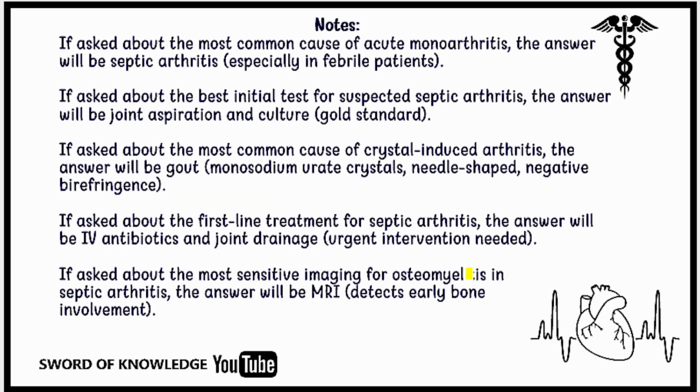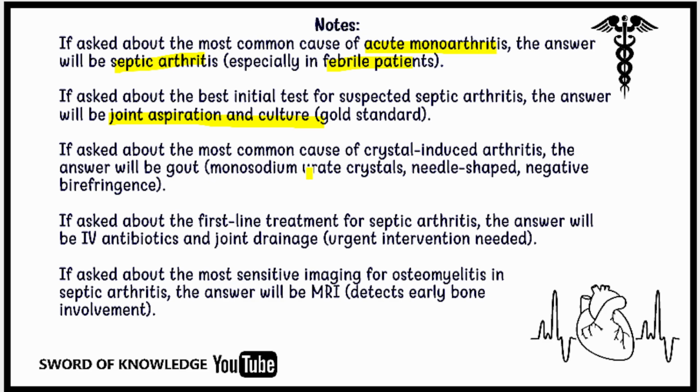In this slide, I have discussed some important information that helps in future questions. First of all, the most common cause of acute monoarthritis is septic arthritis, which is our case, especially if the patient is febrile. And if they ask about the best initial test for the suspicion of septic arthritis, the answer will be joint aspiration and culture, which is also the gold standard. So this was our question.